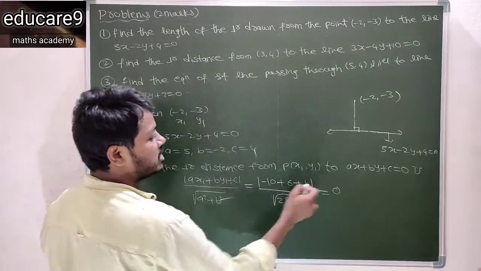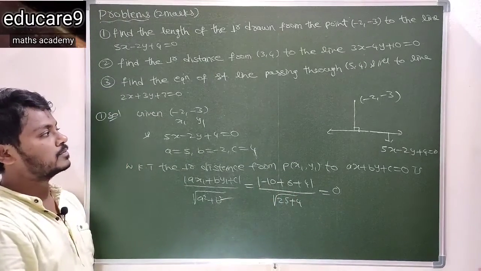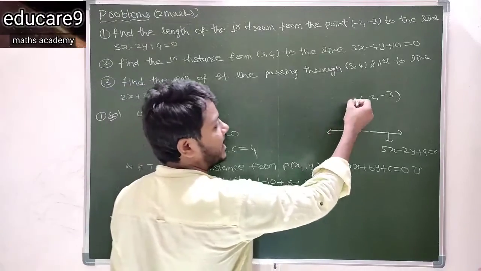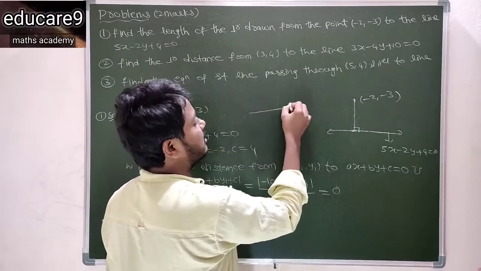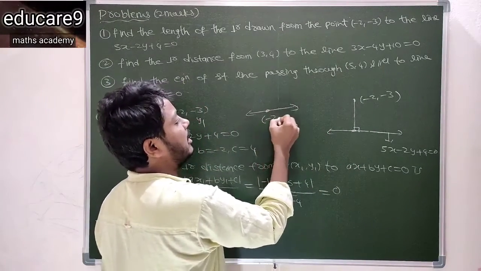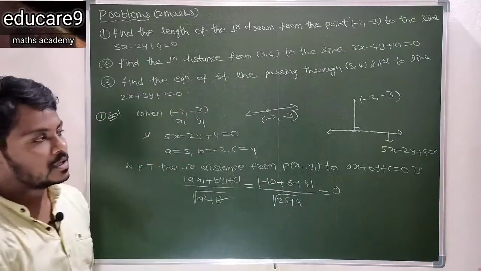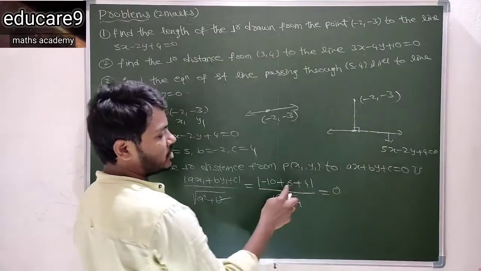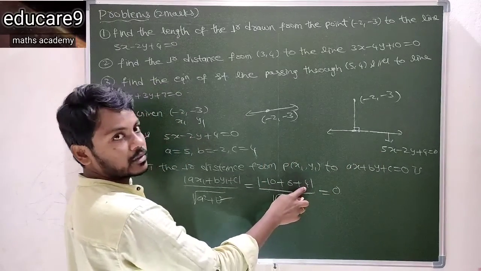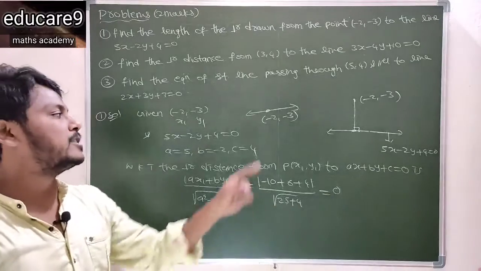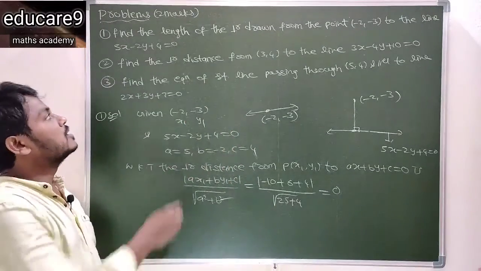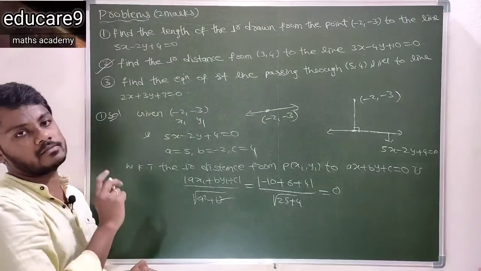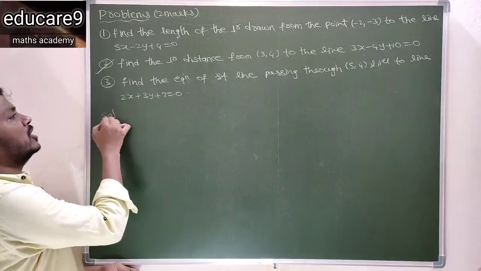So clearly this is 0 only, no? So 10 minus 10, 0. So that means this point lies on this line. So substitute here, what you get? 5 into -2 is -10, and -2 into -3 is +6, plus 4. So the distance is 0, which means the point lies on the line. So try to solve the second question. See here, this is similar to the first question. So see the third question.